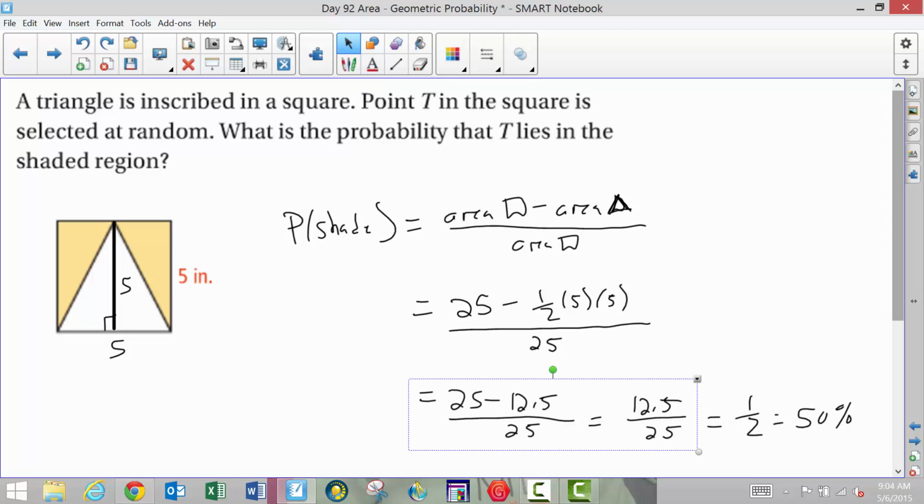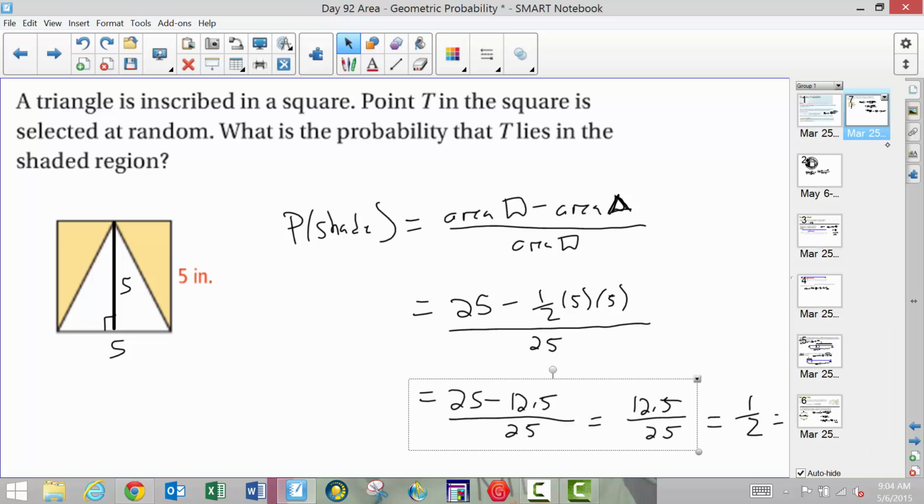So there's your little quick lesson on probability with area and segment lengths. If you have any questions about the homework or problems I'm giving in class, please don't forget to ask.